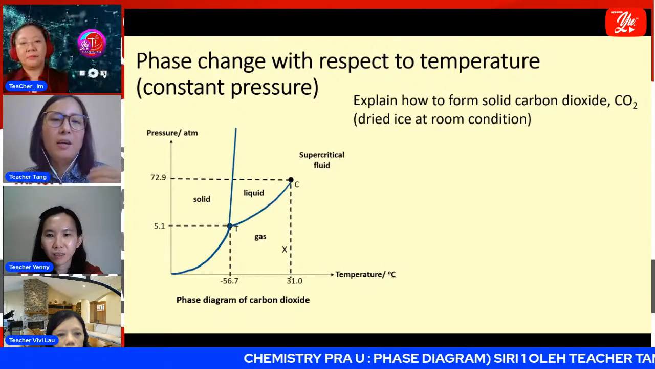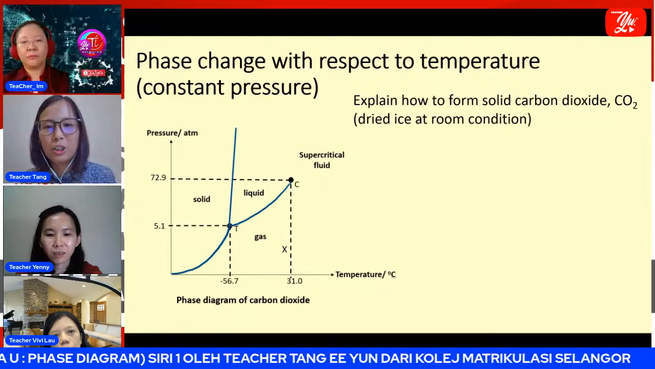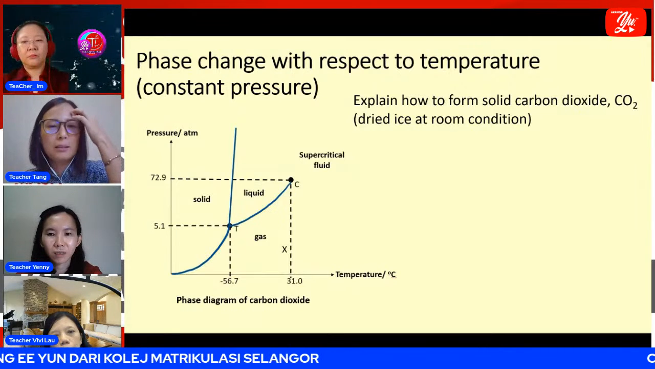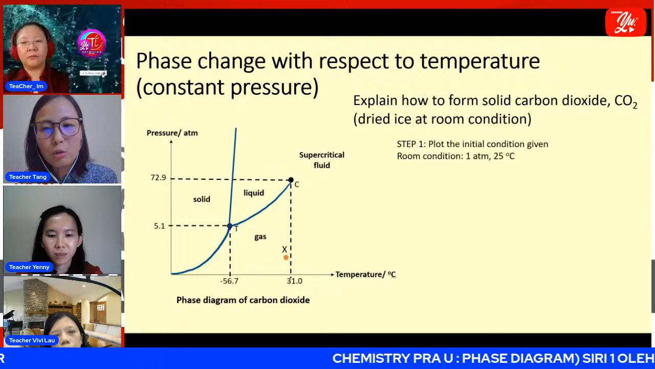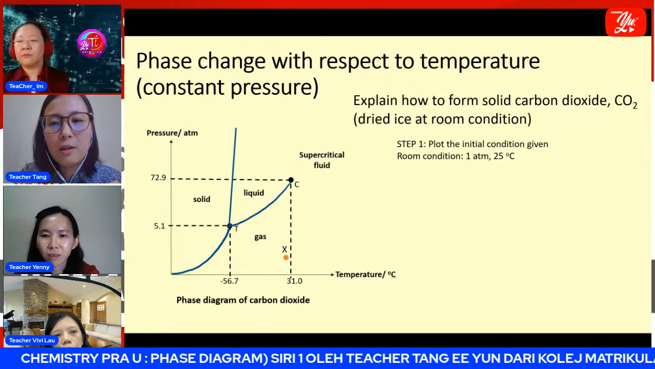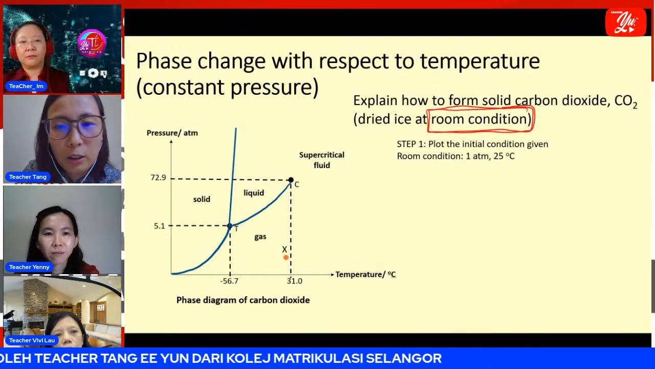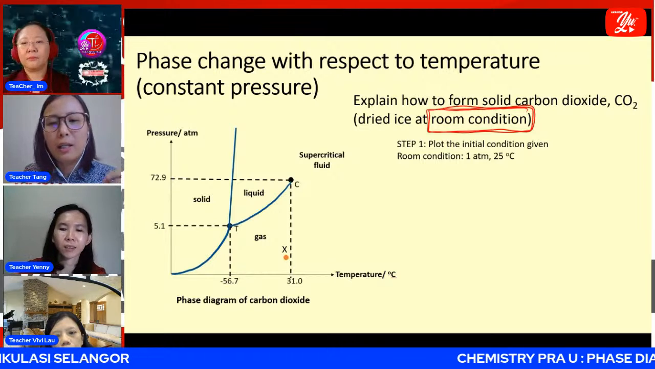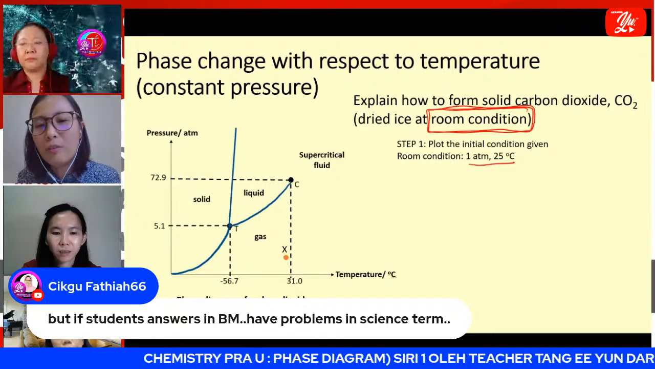So, for example, if the question asks you to explain how to form solid carbon dioxide at room condition, how do you answer this question? Again, step number 1, you need to plot the initial condition. Here the initial condition given is room condition. So what is room condition? You must remember that room condition refers to 1 atm, 25 degrees Celsius.